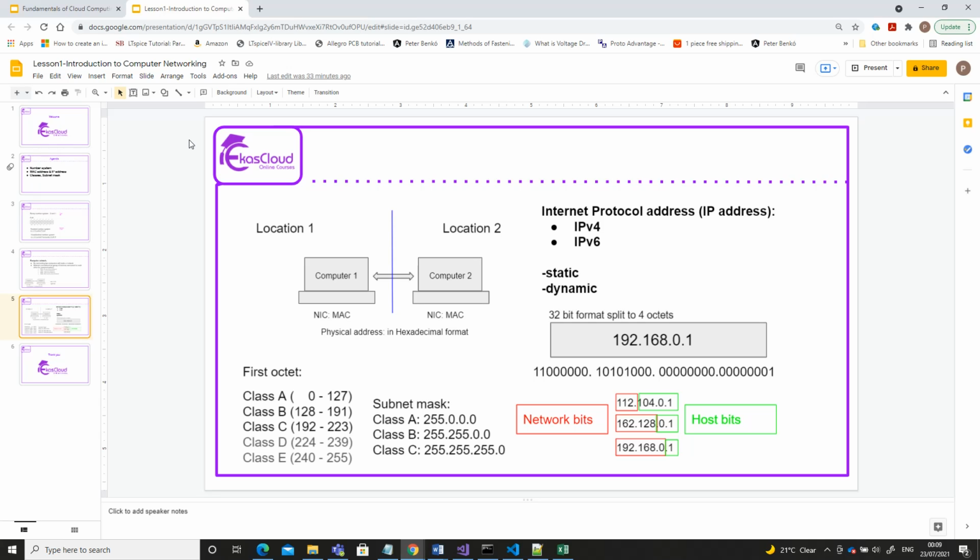We didn't mention D and E. Those are right now not active, not valid. Only the numbers up to 239. Oh, sorry, 223.